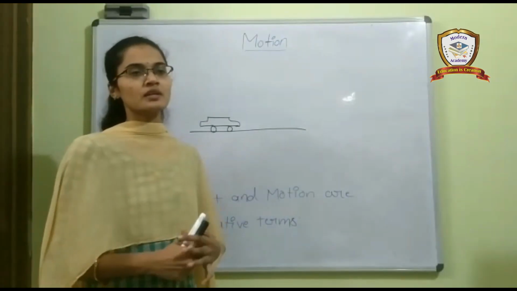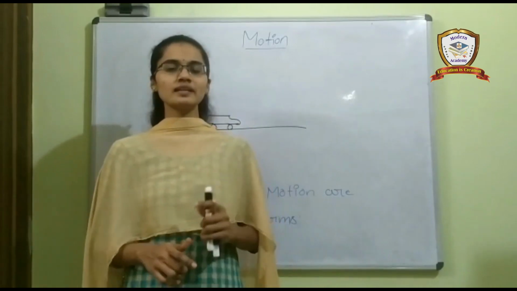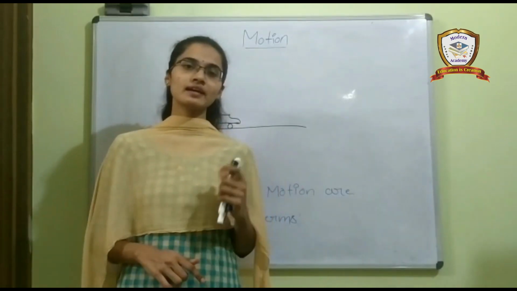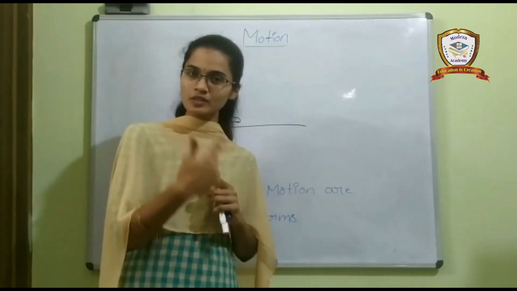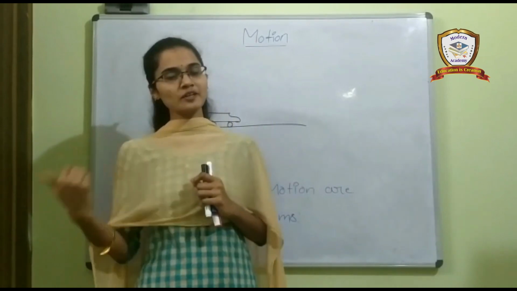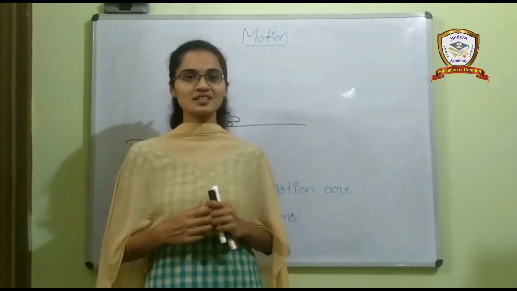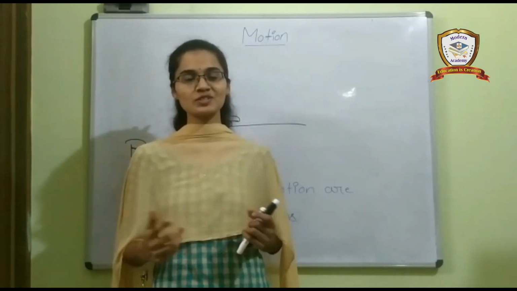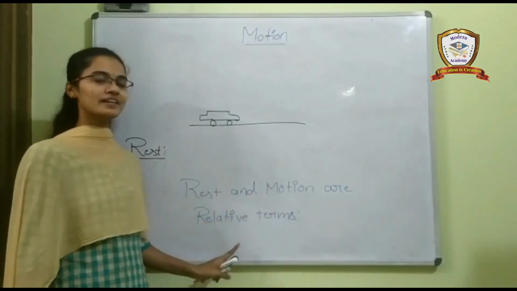For example, you and your friend are sitting inside a bus. The bus is in motion. Suddenly you see one more friend, standing on the road. With respect to the third person standing on the road, what is your position? You are in motion. With respect to the second person, you are at rest. So what is your exact position? We can't say whether you are at rest or in motion. That phenomenon we call relative. So rest and motion are relative terms.